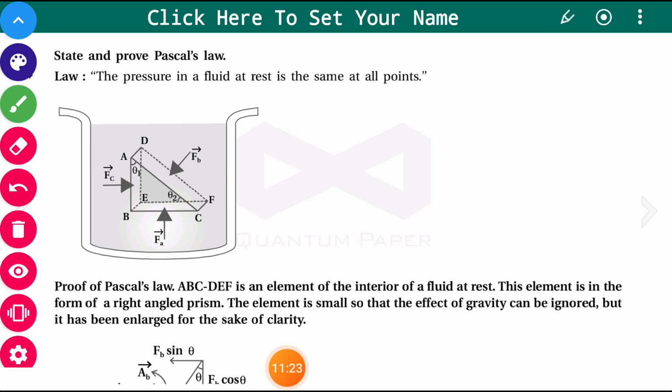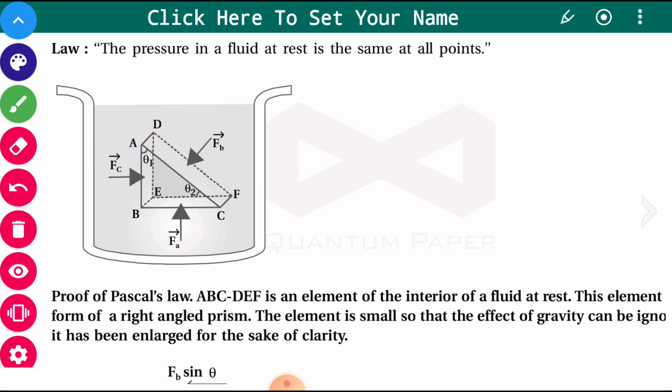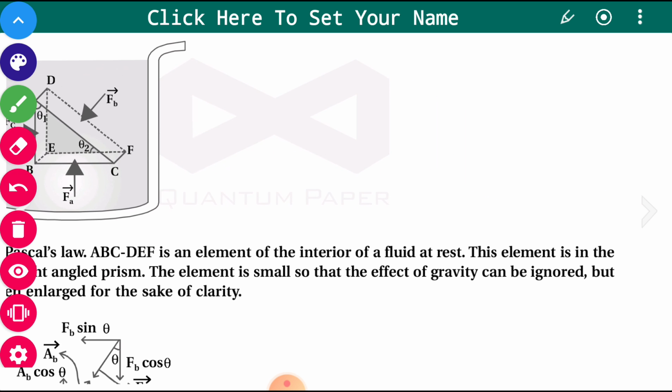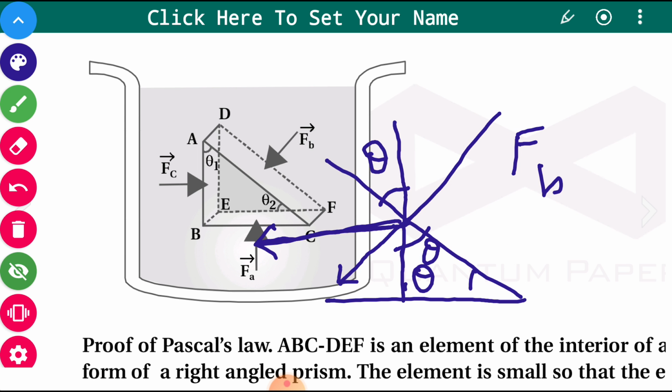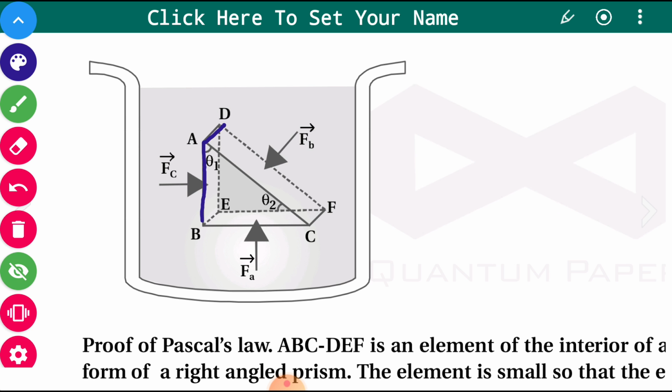Okay. Now we shall discuss and prove Pascal's law. The law is: the pressure in a fluid at rest is the same at all points. Now we want to show the proof. We consider ABCDEF, an element of the interior of a fluid at rest. This is a right-angle prism-like element of the fluid which we are considering. These are different areas: ACFD, ADFB, and FBCE will be three different sections.